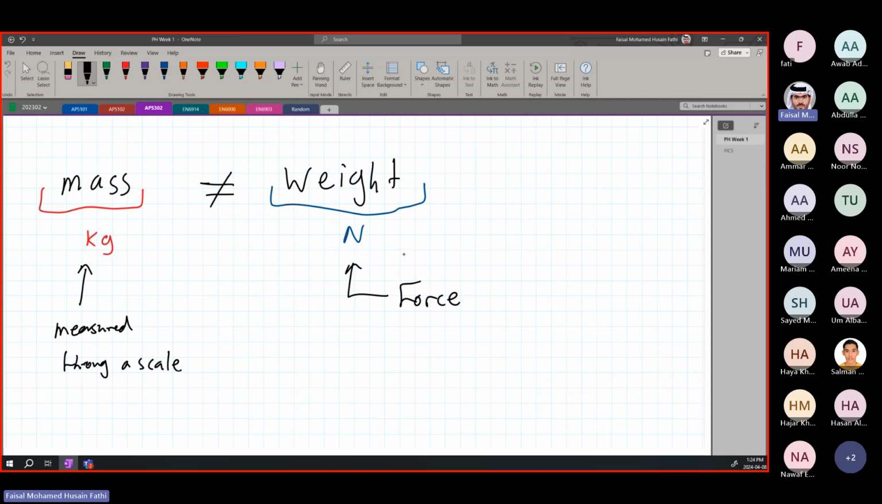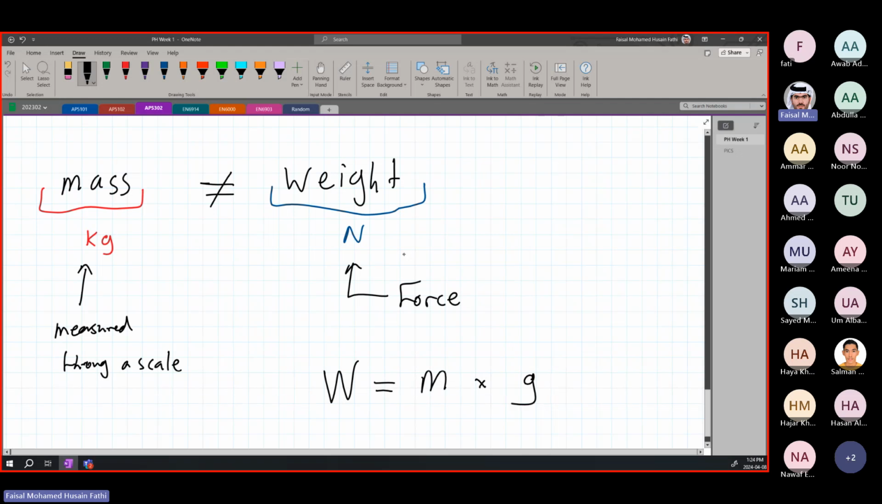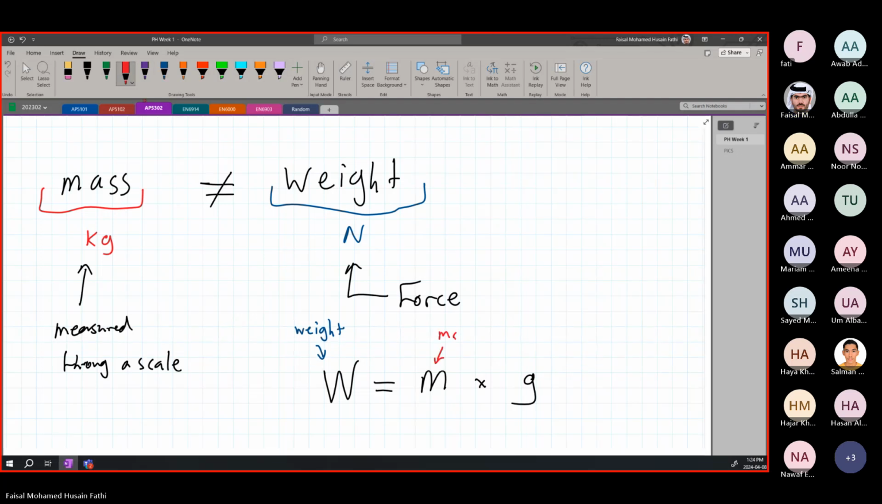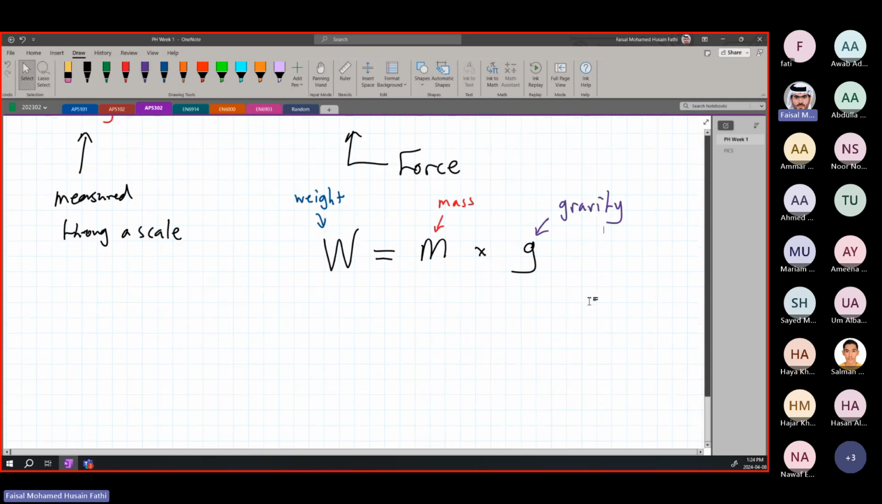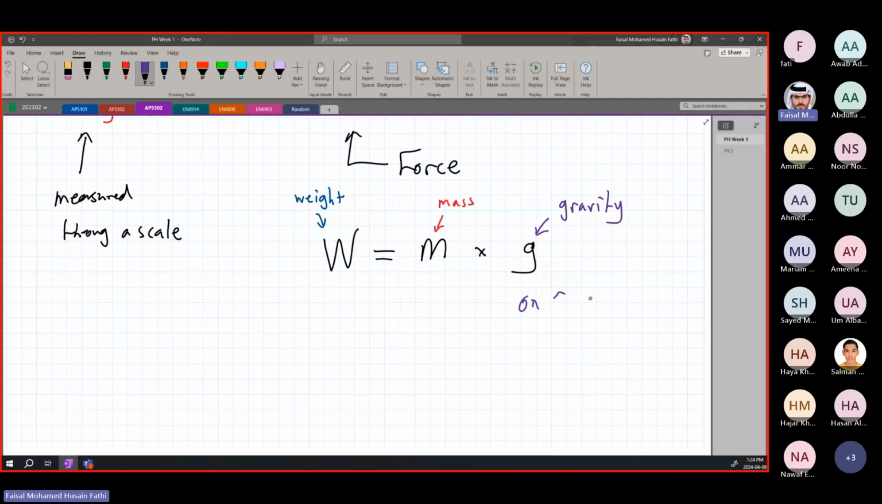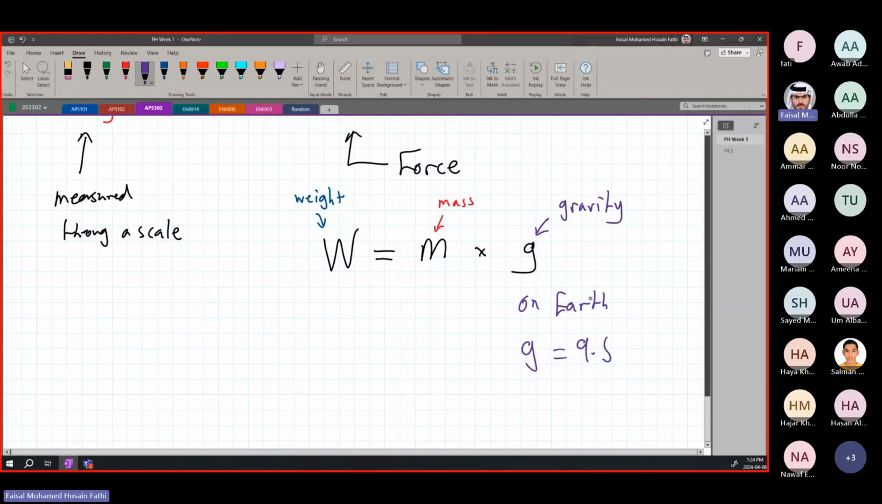So weight is a force. And the weight W is equal to the mass times the gravity. So this is the weight is equal to the mass times the gravity or gravitational pull. Gravity on Earth, g is equal to 9.81 meters per second squared, because what is gravity? It's an acceleration.